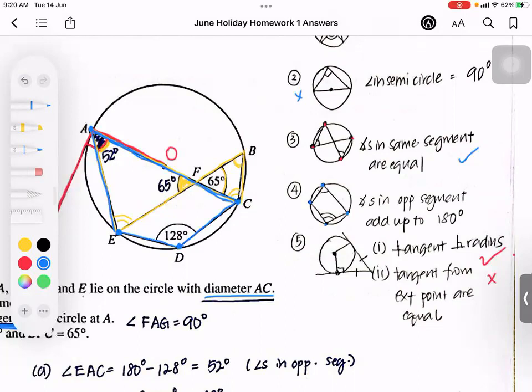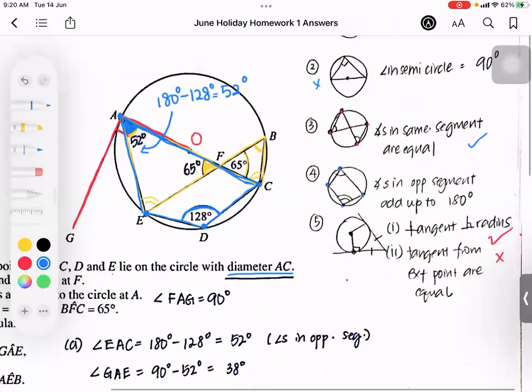In that case, angles in opposite segment add up to 180. Where are the opposite angles? 128 with this one over here. So how do I find this angle? 180 degrees minus 128. That will give me 52 according to my calculations. And that is angles in opposite segment.